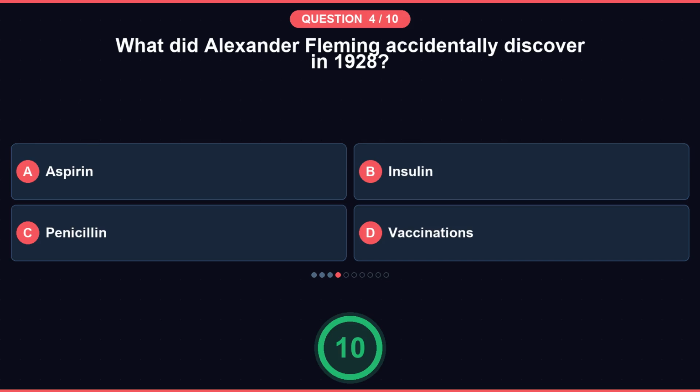Question 4. What did Alexander Fleming accidentally discover in 1928? A. Aspirin. B. Insulin. C. Penicillin. D. Vaccinations.